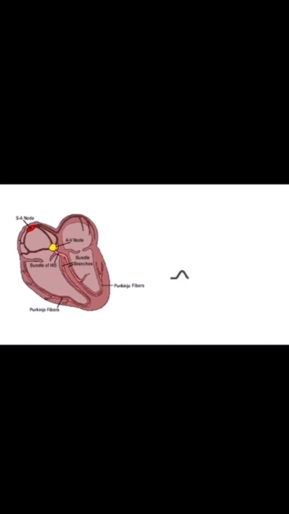The energy released from the SA node will generate a P wave on the ECG. This represents electrical depolarization. The energy disperses into both left and right atria. Depolarization of the right atrium is responsible for the early part of the P wave, whereas depolarization of the left atrium is responsible for the middle and terminal portions of the P wave. The presence of a P wave immediately before every QRS complex indicates sinus rhythm.